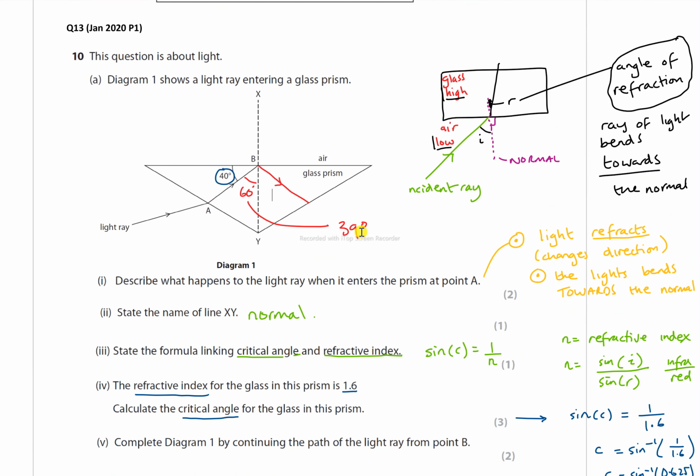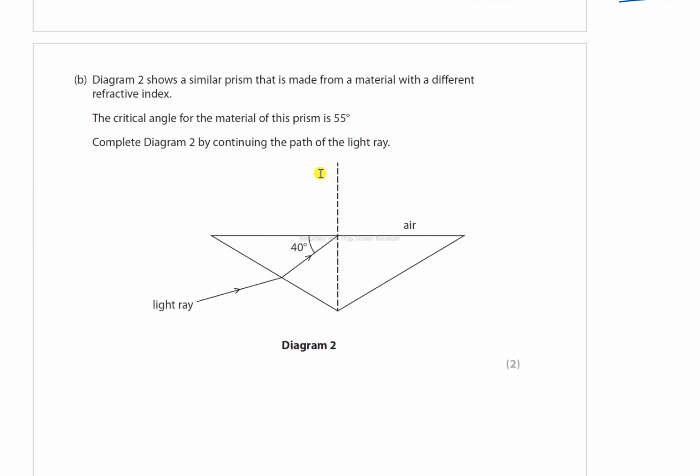Complete the diagram. Yeah, that's it. So you've just got to show that your angle of incidence is greater than the critical angle. Done. Right.